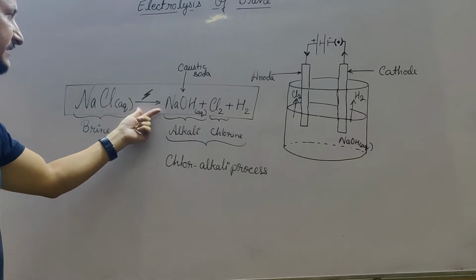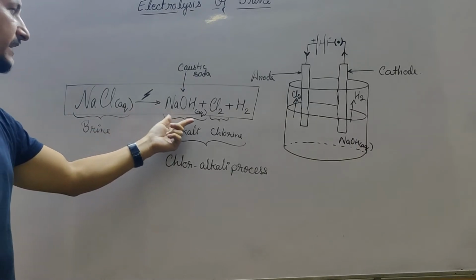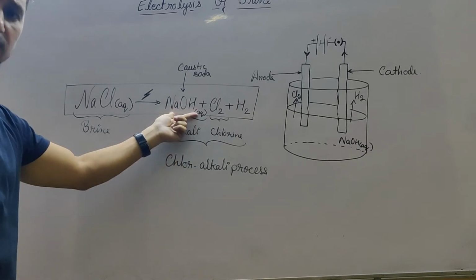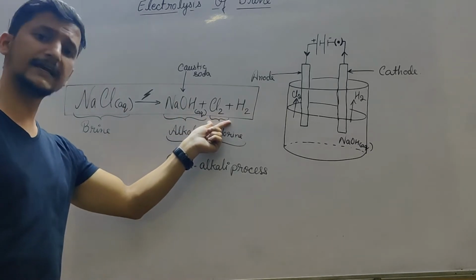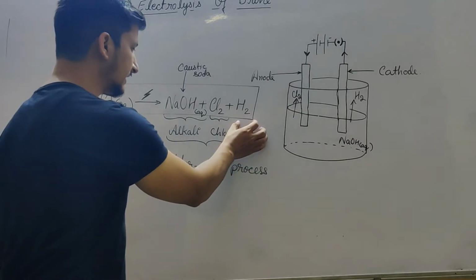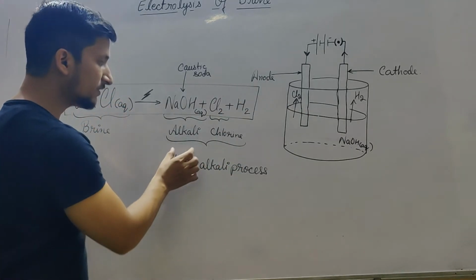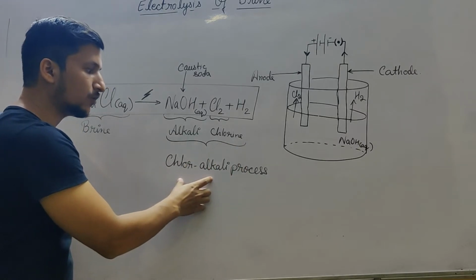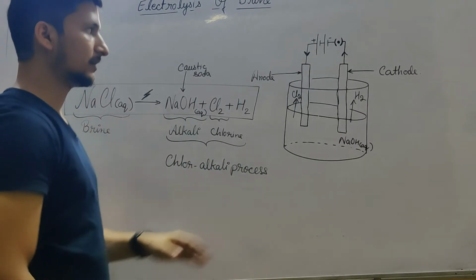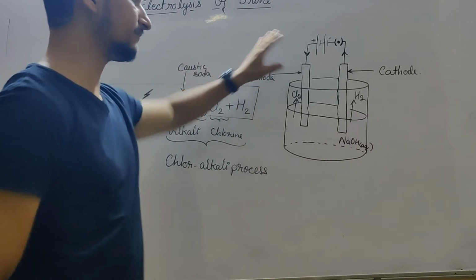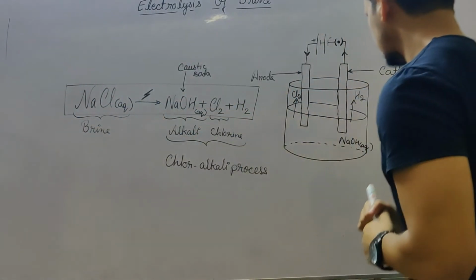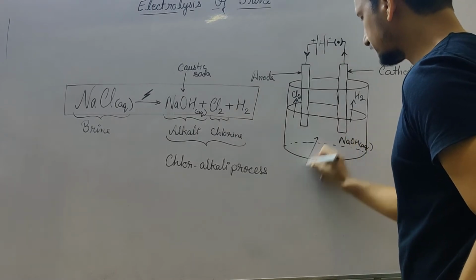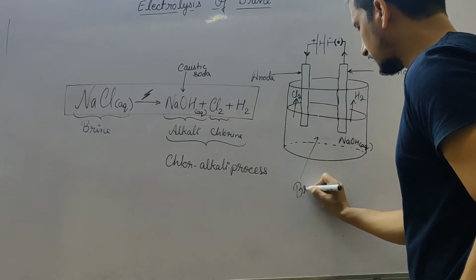When electricity is passed through it, we get a water soluble base, that is alkali, sodium hydroxide. Along with it, chlorine gas is formed and hydrogen gas is also produced. Due to the formation of an alkali and chlorine gas, this process is also called the chlor-alkali process. And if we see it with the help of a diagram, here in this solution we had brine.